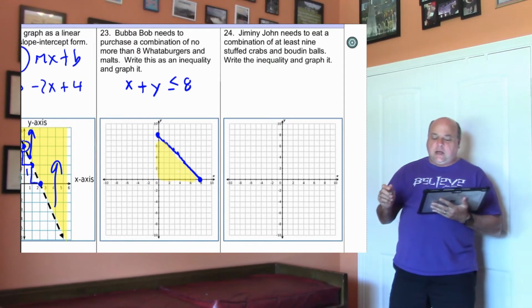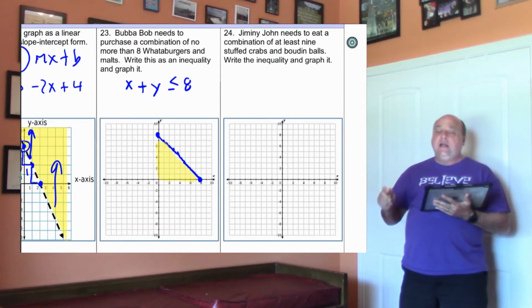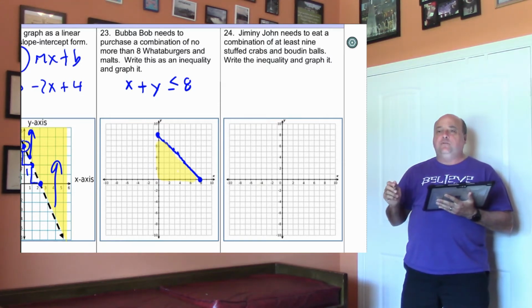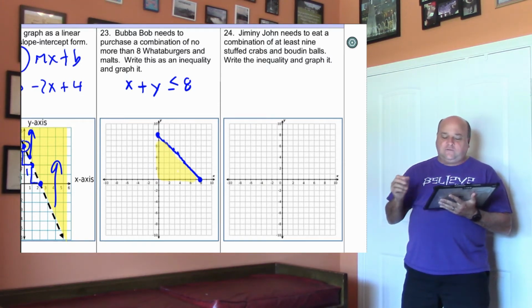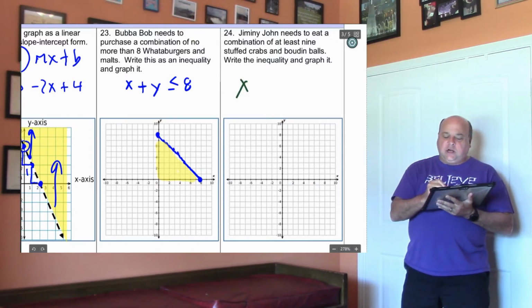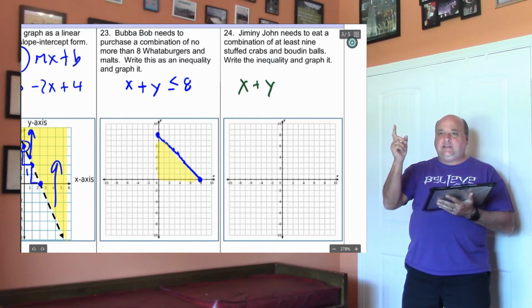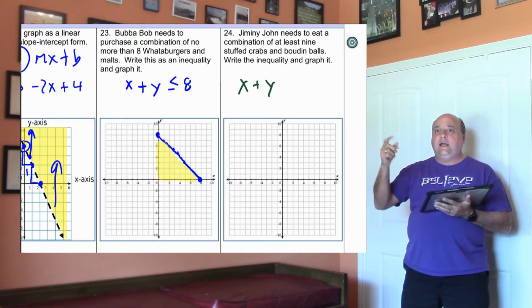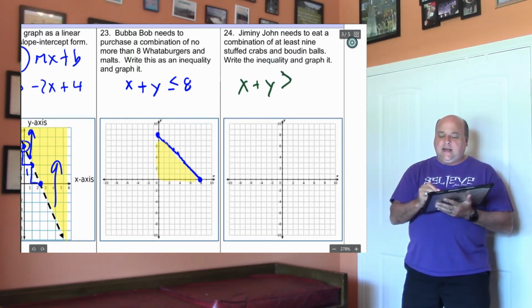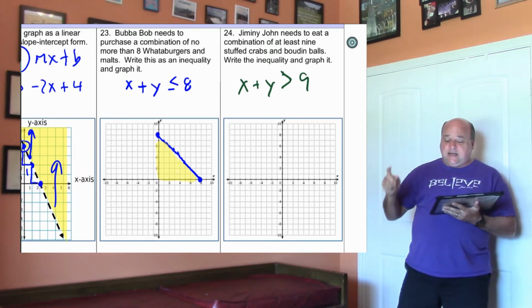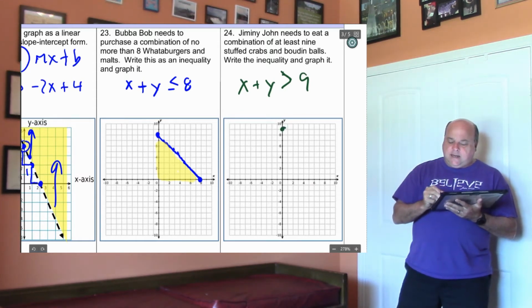Jimmy John needs to eat a combination of at least 9 stuffed crabs and boudin balls. Yum, yum, yum. So this is going to be x plus y has to be at least 9. At least does not include. At least 8 is not 8. It's more than 8, right? So greater than 9. 9 is not at least 9. 10 is at least 9, okay? So we're going to do 9 and 9.